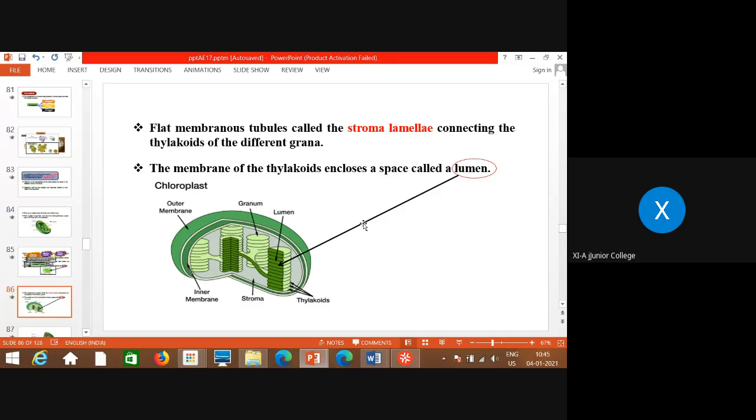So flat membranous tubules called the stroma lamellae connect the thylakoids of different grana. As I showed you in this diagram also, this tubular structure is called stroma lamellae, which contains the space connecting the two neighboring grana. Membrane of thylakoids encloses a space called lumen. Now this is a single thylakoid, this is another thylakoid. Each thylakoid is placed one above the other, and the space inside the membrane is called lumen.